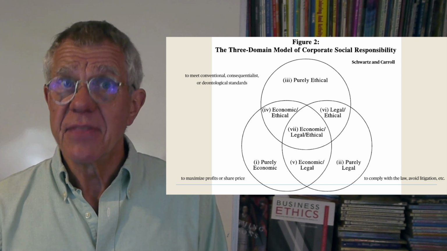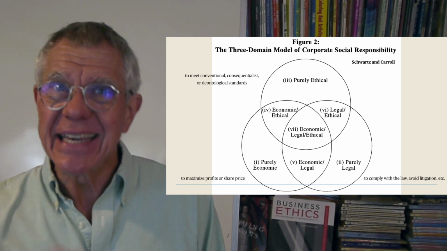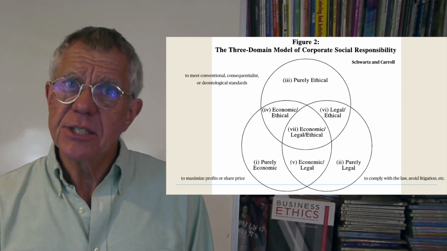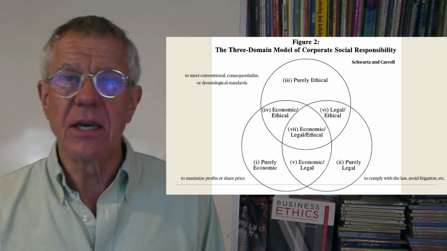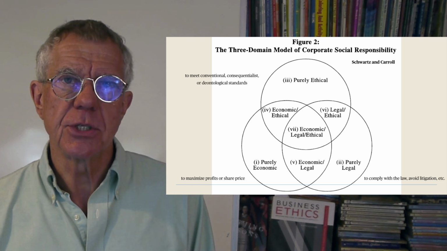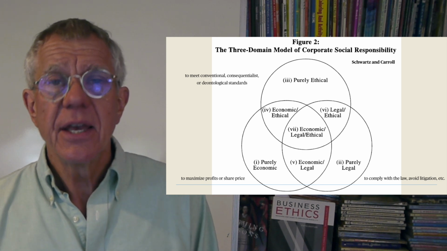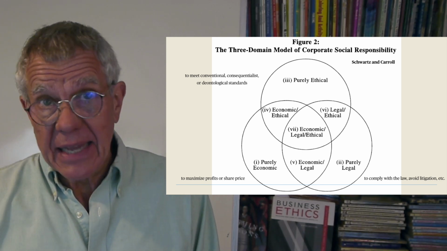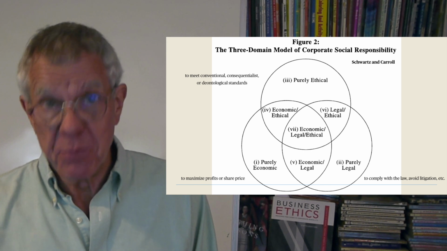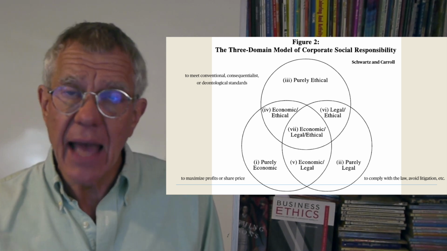Presumably then the things that are in the ethical and economic overlap are the things that are motivated both by economic and by ethical considerations. In the center, you find things where the intention here is to make profits, to obey the law, and to be ethical.